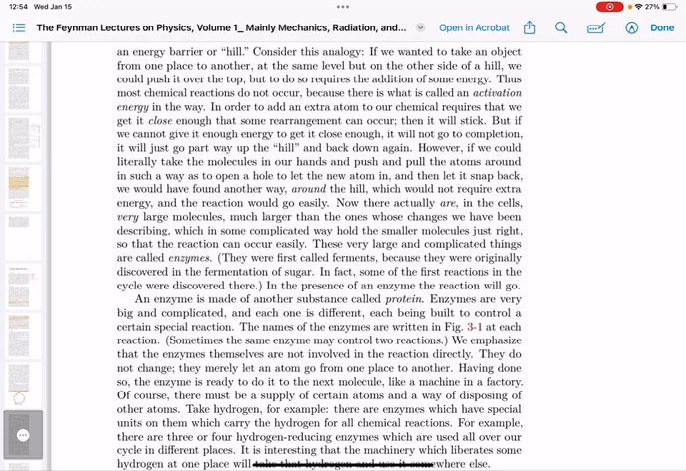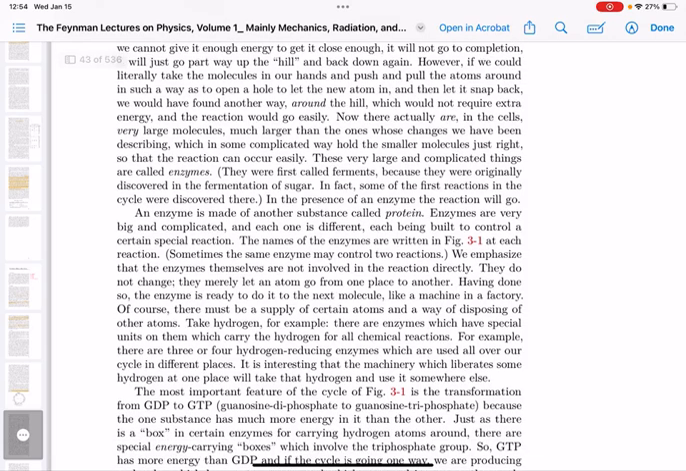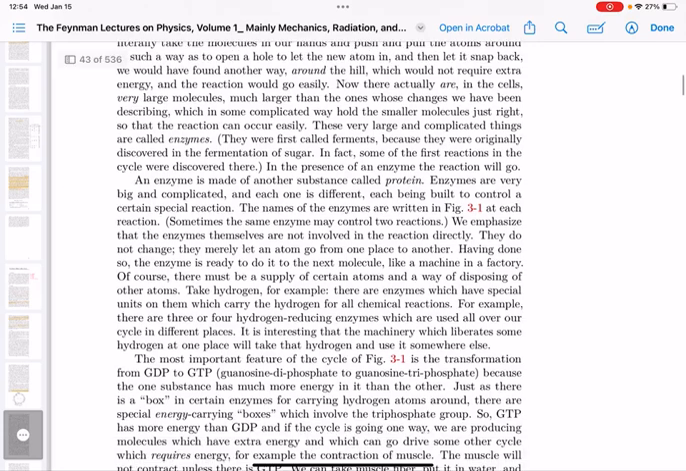In order to add an extra atom to our chemical requires that we get it close enough that some rearrangement can occur. Then it will stick. But if we cannot give it enough energy to get it close enough, it will not go to completion. It will just go part way up the hill and back down again. However, if we could literally take the molecules in our hands and push and pull the atoms around in such a way as to open a hole to let the new atom in and then let it snap back, we would have found another way around the hill, which would not require extra energy, and the reaction would go easily.